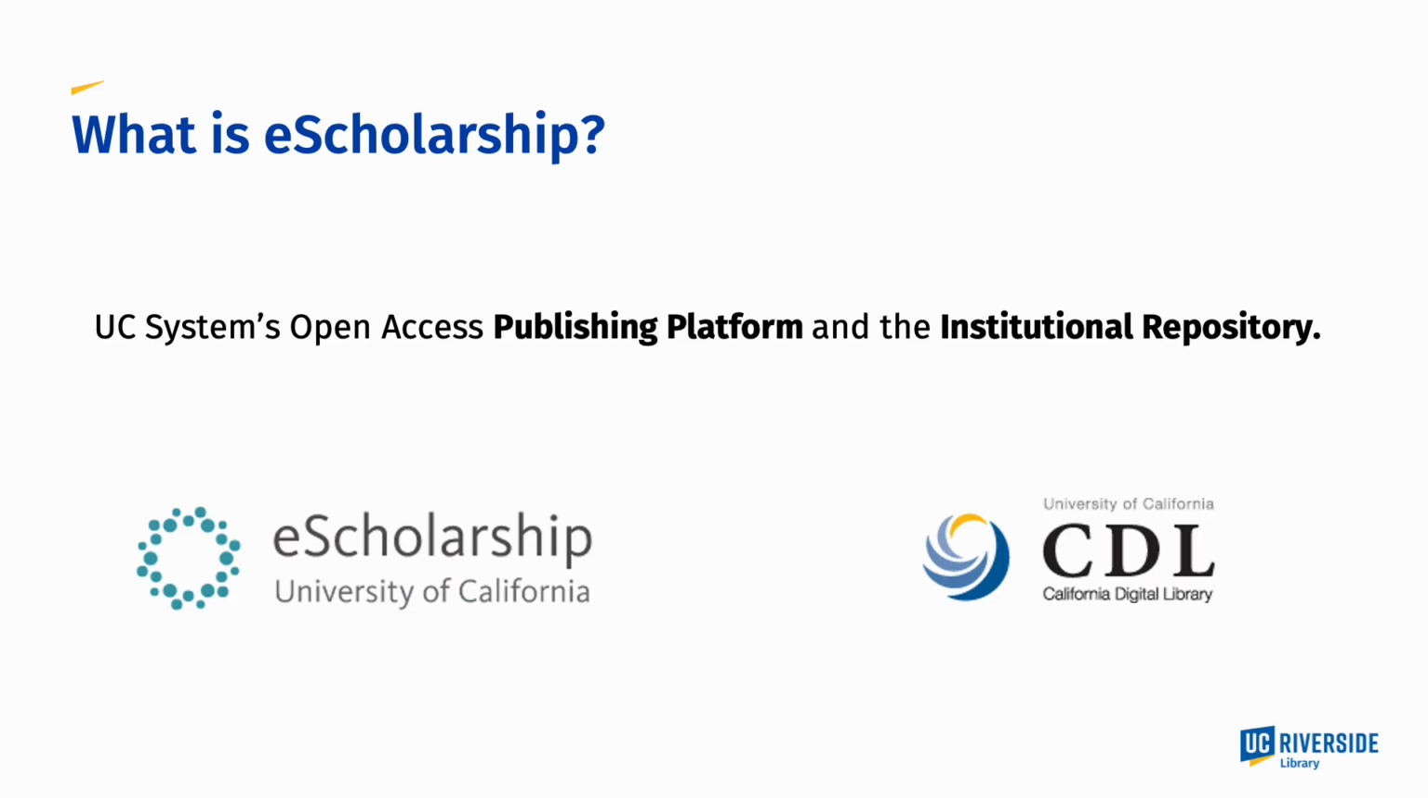eScholarship is 2 things: UC's open access publishing platform and its institutional repository. It can publish new OA journals and conference proceedings, and it's also where you deposit already published work to make it openly accessible. It's run by the California Digital Library and is free for all UC-affiliated researchers.